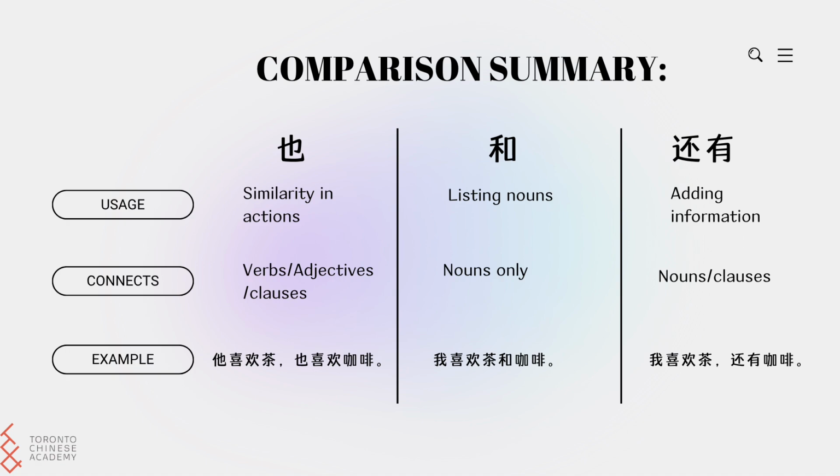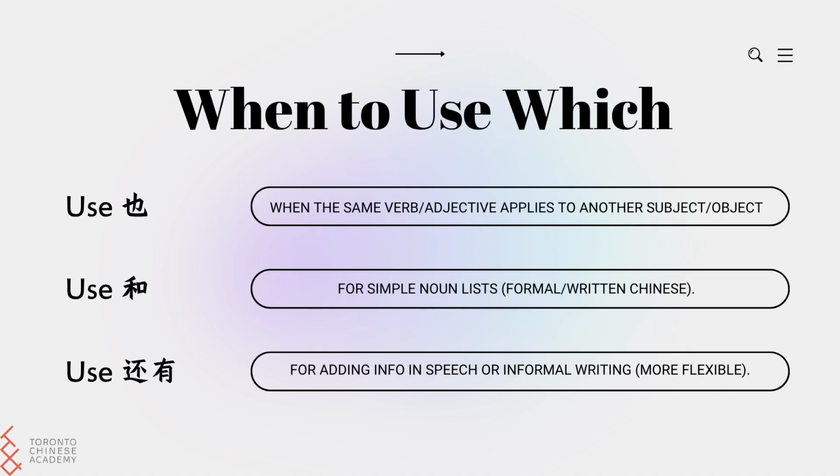For usage, 也 is used for similarity in actions, 和 is used for listing nouns, and 还有 is used for adding information. In terms of what each conjunction connects, 也 connects verbs, adjectives, or clauses. 和 connects nouns only, and 还有 connects nouns or clauses. Here are examples of each conjunction used under the same context. 我喜欢茶，也喜欢咖啡。我喜欢茶和咖啡。我喜欢茶还有咖啡。Here is a guideline you can follow to decide when to use which conjunction.